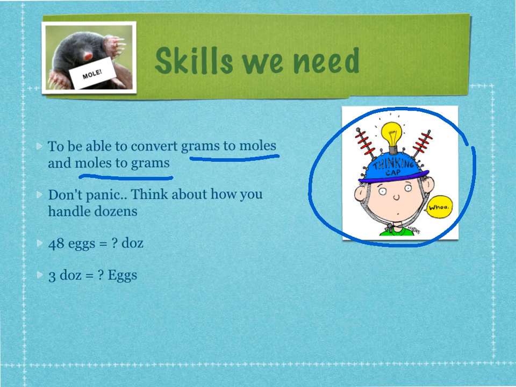Think about how you handle this concept with the term dozens. If you have 48 eggs, how many dozen do you have? Well, in your head, you're probably saying, okay, I'm going to take 48 and divide it by 12, the number of items in a dozen. If I have 3 dozen eggs, and I want to know how many that is, I'm going to multiply by the number of items in my counting unit, or multiply by 12. We do the same exact concept when we're converting with moles and grams.